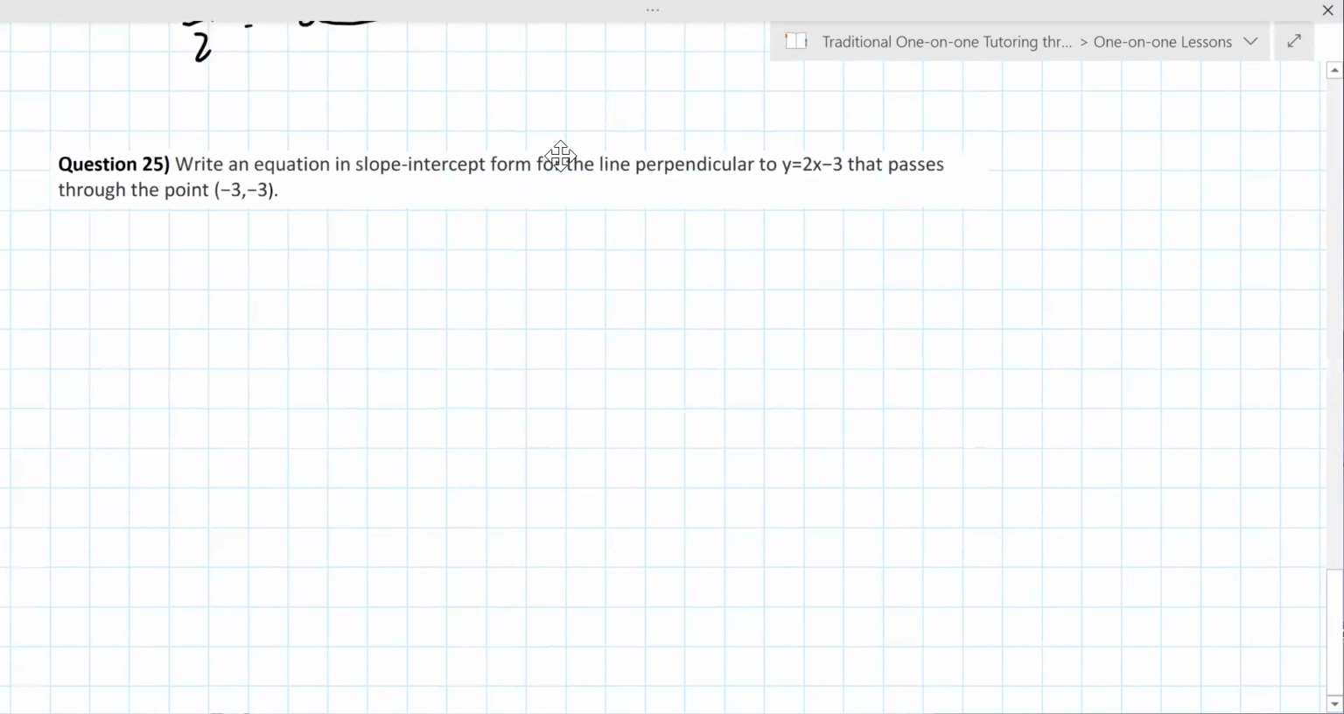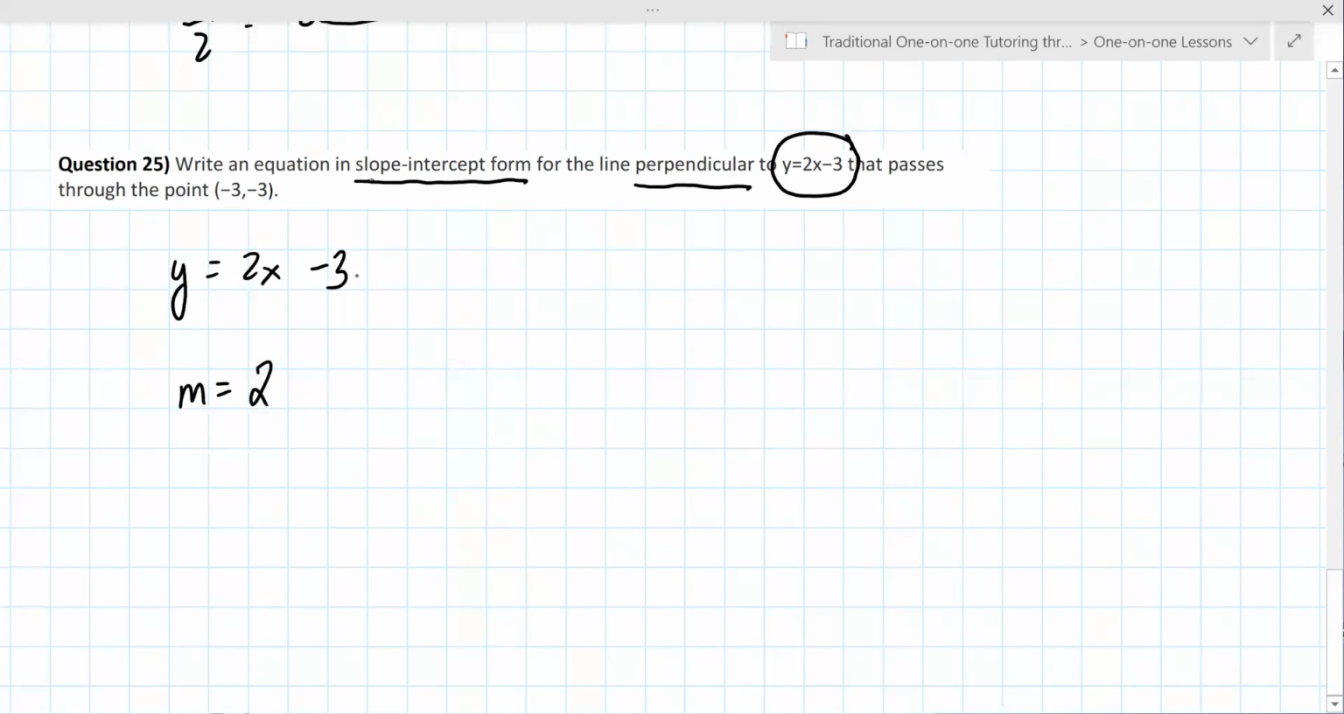Write an equation in slope intercept form for the line perpendicular to that which passes through that point. So there's a lot going on here. Let's just take a look at this equation right here. y equals 2x minus 3. What is the slope of this equation? 2. And then you cross this out because you're done with it. You don't need it anymore.